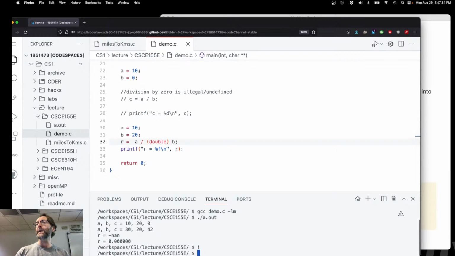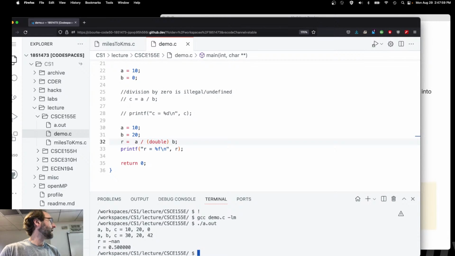And if you do this typecast, oops, there we go, then you will get the right answer, 0.5 down there. Now, did that change the variable b? Nope. It only changed it temporarily for the purposes of this division right here. It doesn't change its value. It doesn't change its type. B is still 20, and it is still an integer. It is not 20.0. It's only 20.0 as far as this is concerned right here. So that is an explicit typecast.